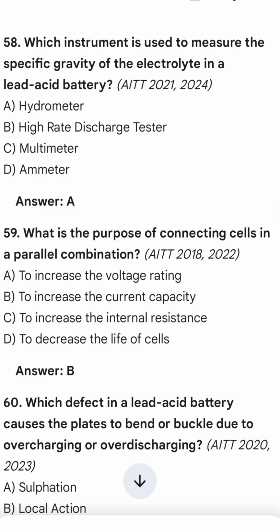Question number 58. Which instrument is used to measure the specific gravity of the electrolyte in a lead acid battery? 2021 and 2024. Option A, hydrometer. Option B, high rate discharge tester. Option C, multimeter. Option D, ammeter. Option A, hydrometer is the correct answer.